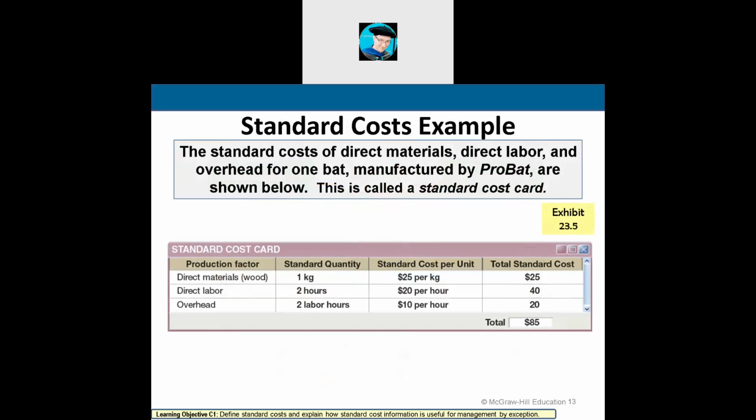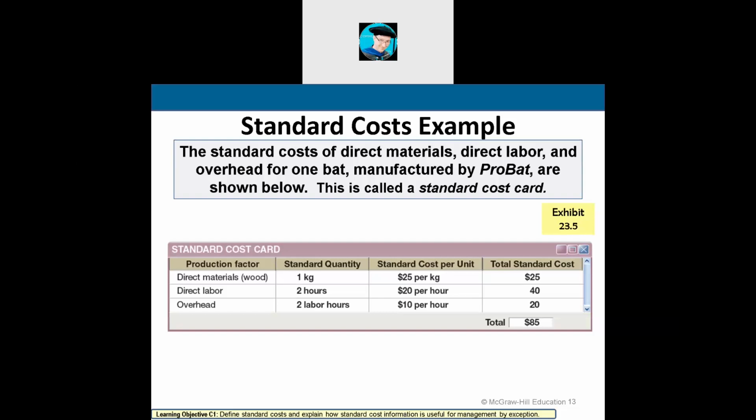So let's look at a different example. We're making baseball bats now instead of hockey sticks. We could also do hockey sticks, but baseball bats or baseball cards, whatever. Baseball bats. I like bats. Okay, so we make baseball bats. It takes me a kilogram of wood to make a single baseball bat. A kilogram of wood costs $25. That's the standard price for a kilogram of wood. So $25 direct materials. That's my standard cost for direct materials.